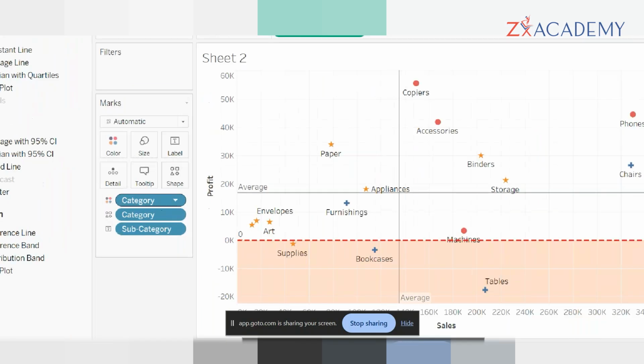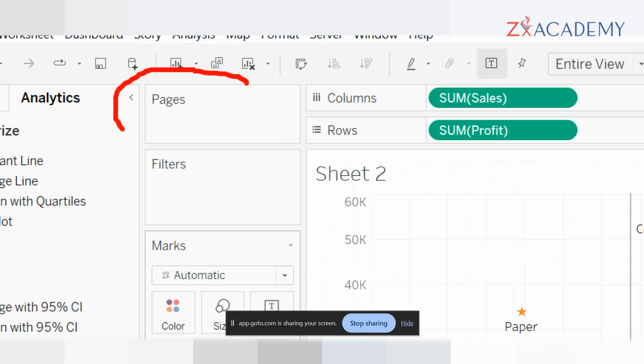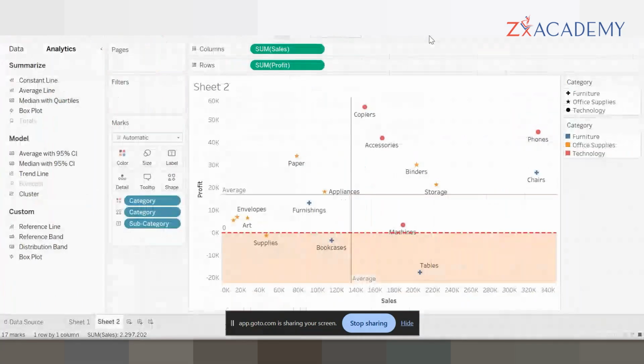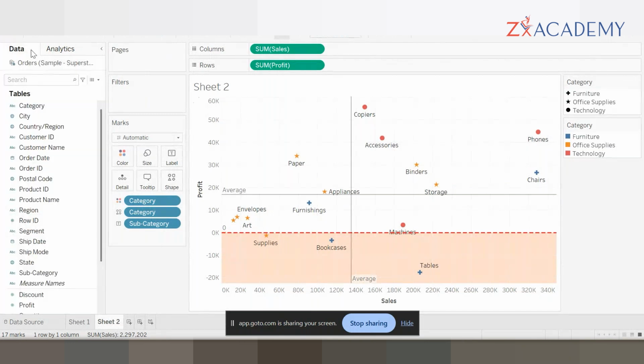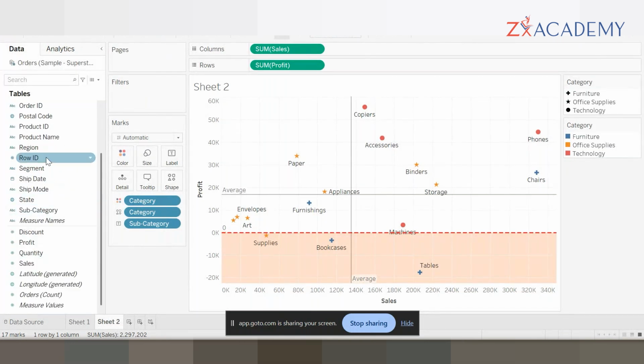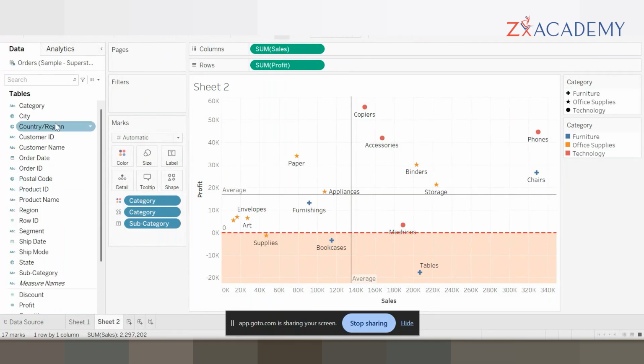You can see we have something called pages here. So I'll go here. What I want is to animate this based on the date. So I'll take the order date here, select it, and drag and drop it into the pages.